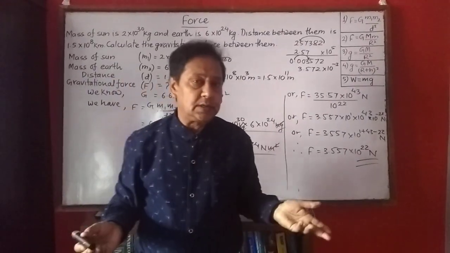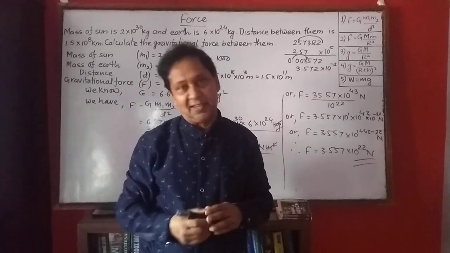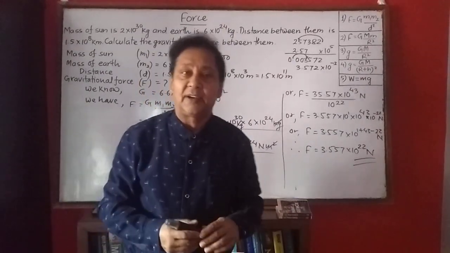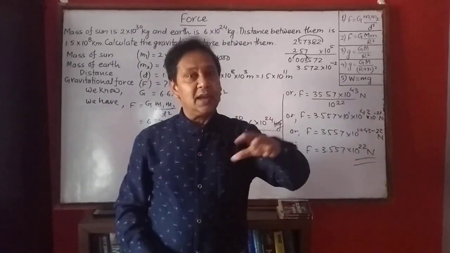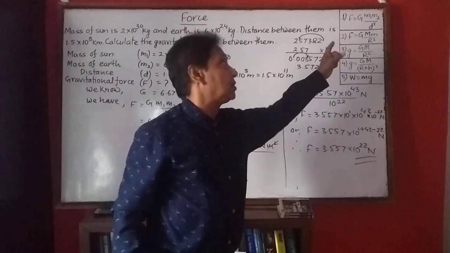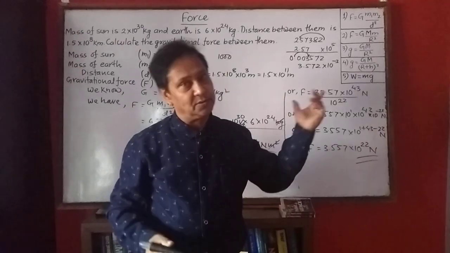What is the gravitational force between Sun and Earth? It is 3.557 into 10 to the power 22 Newton. Today I focused on the first equation. Next class we'll use the second equation.